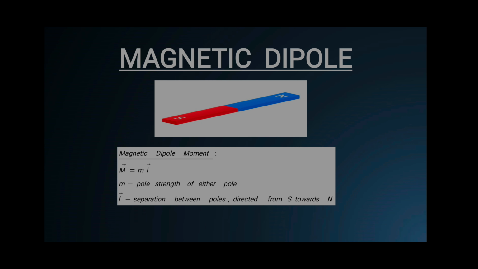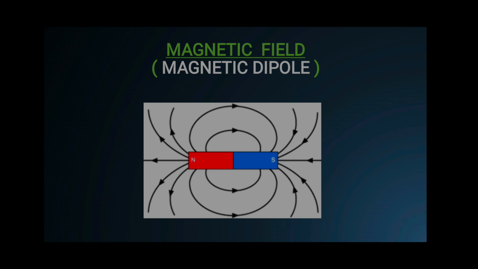And L is taken as a vector quantity. Its direction is from south pole towards north pole of the dipole. And magnetic field or magnetic lines of force of a magnetic dipole are shown in this figure, and these lines start from north pole and go towards south. Means magnetic lines leave the magnet from north end and enter the magnet from south end, and these lines are continuous lines. They also pass through body of the magnet.